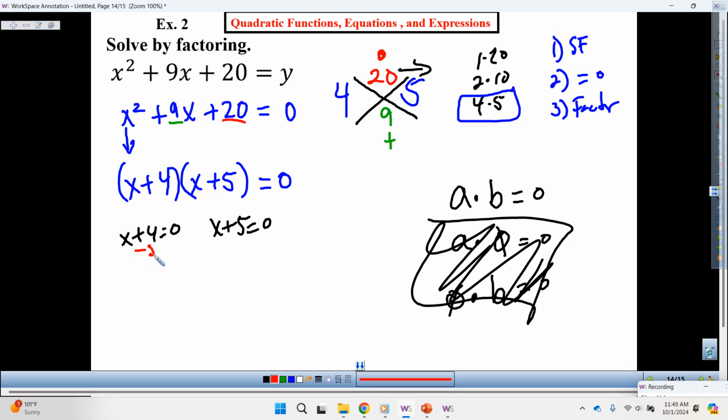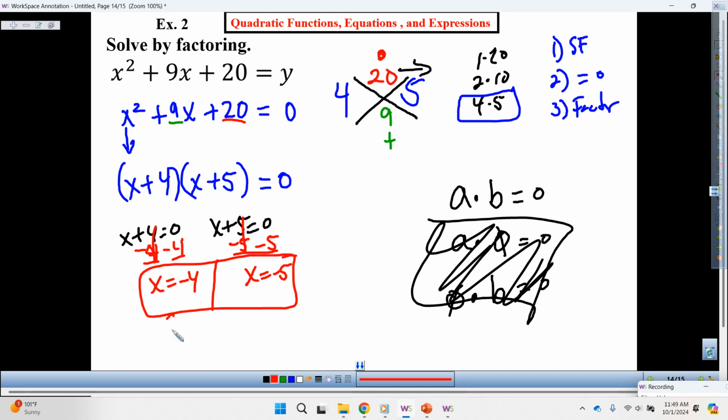Whew. Minus 4 on both sides, x equals negative 4. Minus 5 on both sides, x equals negative 5. These are my solutions, also known as x-intercepts, also known as zeros, also known as roots. Yes, you need to write that. You're like, that's it, Ms. Q? Yeah, you already know how to do the factoring, right? All we added was the 0 and set them equal to 0 and solve.